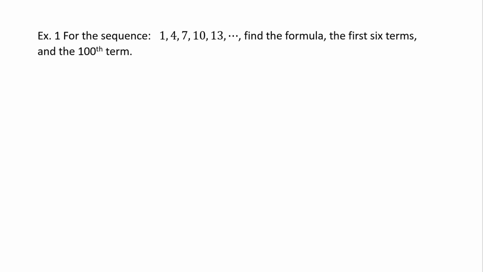For the sequence 1, 4, 7, 10, 13, and so on, find the formula, the first 6 terms, and the 100th term. In order to find the formula, we might want to start with the base, which is a sub n equals a sub 1 plus the quantity n minus 1 times d. Now, the first term of the sequence is given. It's 1, the first one that appears.